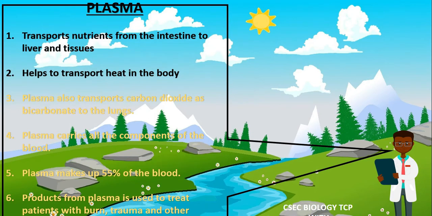Plasma also transports nutrients from the intestine to liver and tissues. It helps to transport heat in the blood. Plasma also transports carbon dioxide as bicarbonate to the lungs. Plasma carries all the components of the blood, and hence it makes up 55% of the blood. Products from plasma are used to treat patients with burns, trauma, and other emergencies.